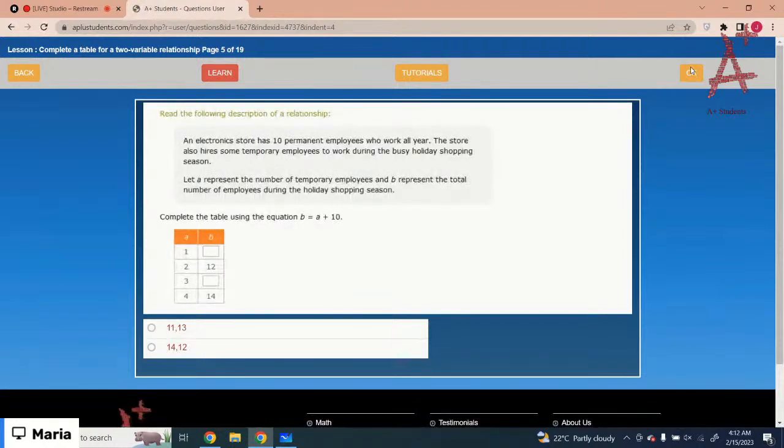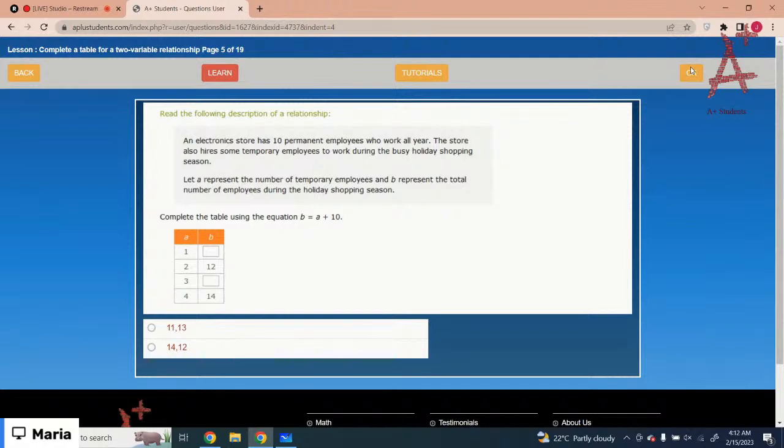The next one is: an electronics store has 10 permanent employees who work all year. The store also hires some temporary employees to work during the busy holiday shopping season. Let A represent the number of temporary employees and B represent the number of employees during the holiday shopping season. Complete the table using the equation. The equation is B equals A plus 10.